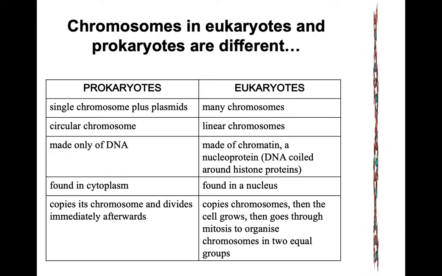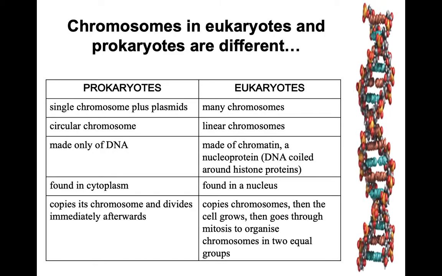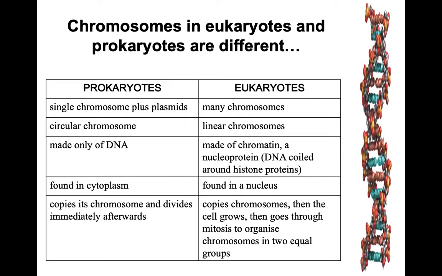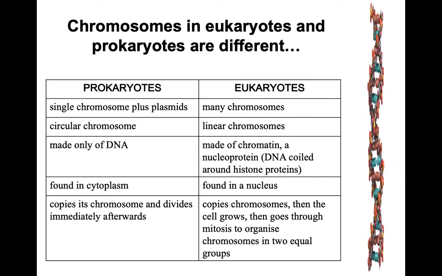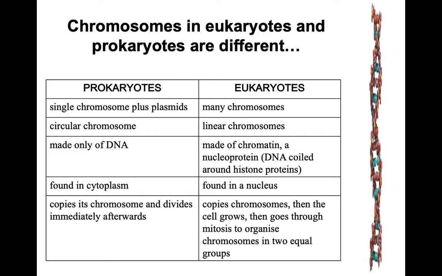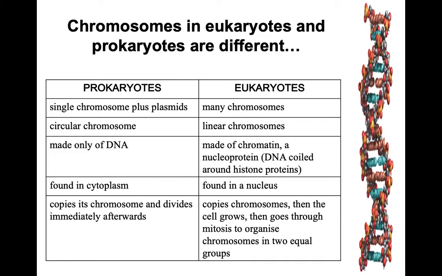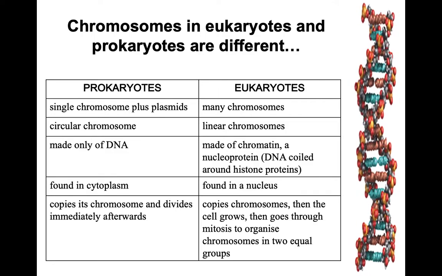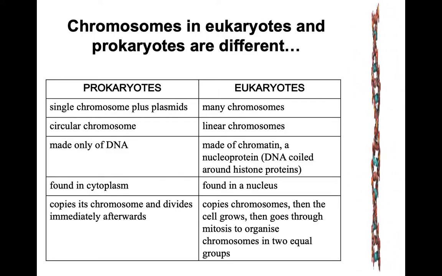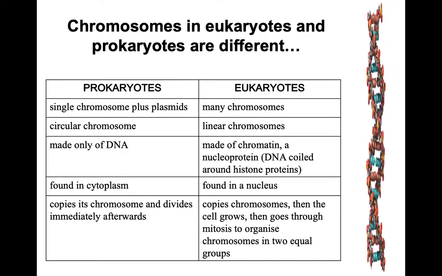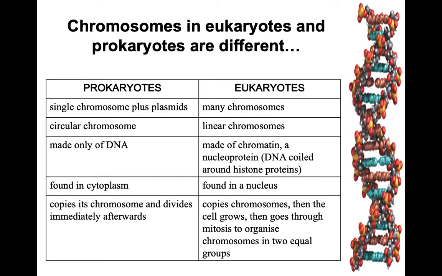Okay. In terms of what happens during division, prokaryotes copy their chromosomes and divide immediately afterwards. While for eukaryotes, there is copying of chromosomes. The cell follows a period of growth, and then the cell will enter the period of division. It will enter the period of mitosis, such that the doubled or copied chromosomes will now be submitted to the daughter cells, the progeny cells.